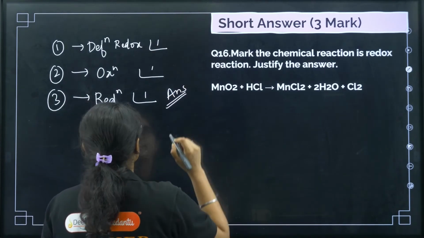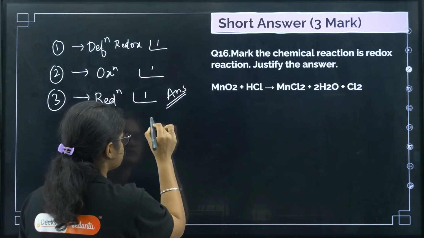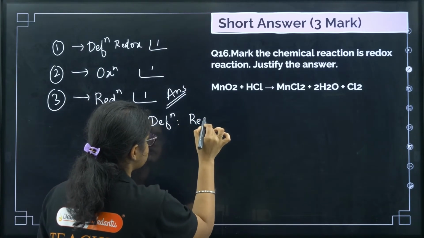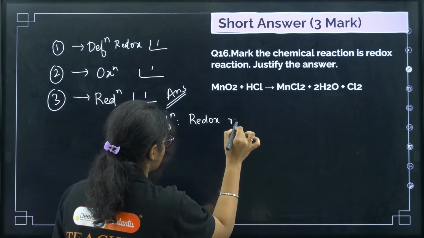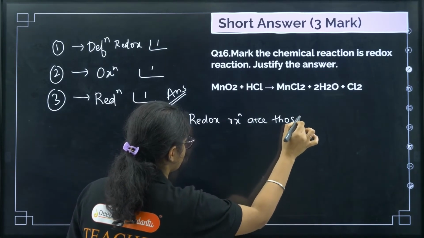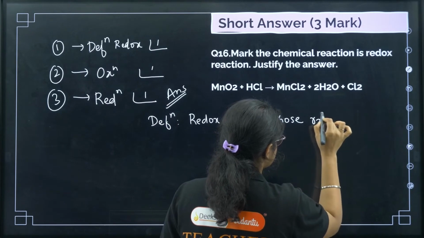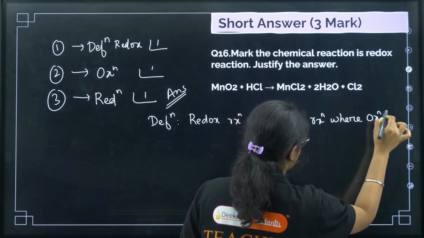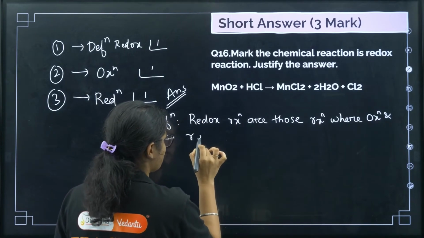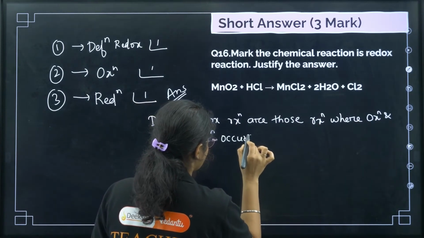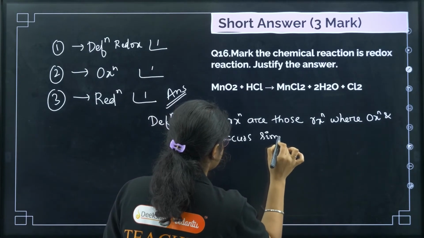So the first one is the definition of redox. So for the definition you can write: redox reactions are those reactions where oxidation and reduction occur simultaneously. I am writing in a little short form, you have to use the full words.